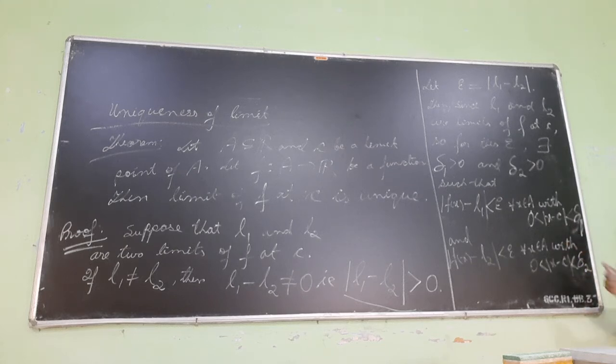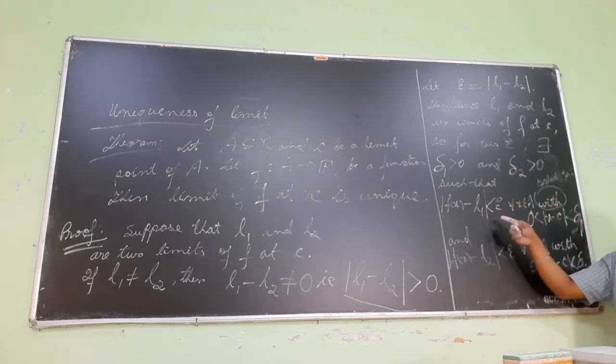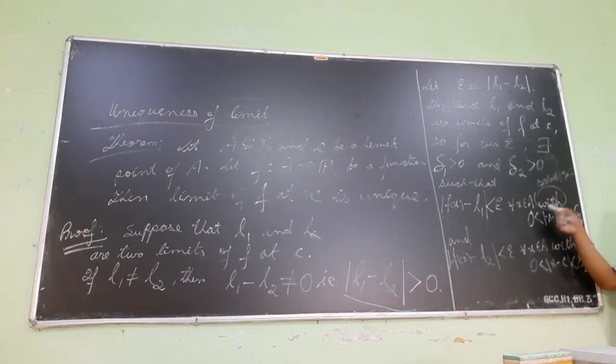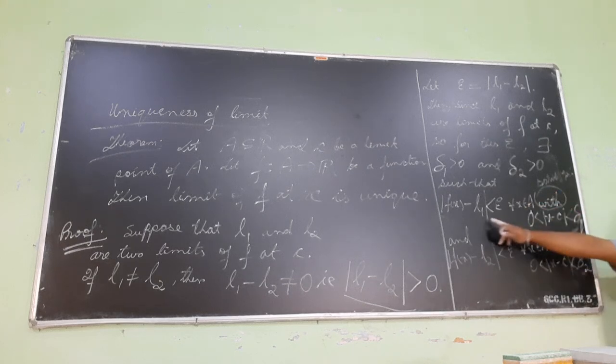This difference can be made smaller than epsilon by considering all those x whose difference from c is smaller than delta 1. It is not satisfied for every x in A. There are so many x in it. It is satisfied only for those x which satisfy this. Writing this part, with or satisfying, is very much necessary. So this quantity is less than epsilon for every x in A which satisfies this condition. I cannot write for every x in A. If I write that, it is incorrect. There may be many x inside A which do not satisfy this.